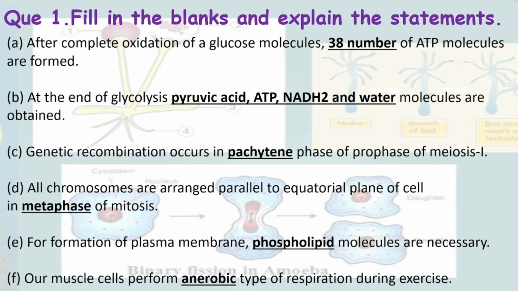D, all chromosomes are arranged parallel to the equatorial plane of the cell in the metaphase of mitosis. E, for formation of plasma membrane, phospholipid molecules are necessary. F, our muscle cells perform anaerobic type of respiration during exercise.